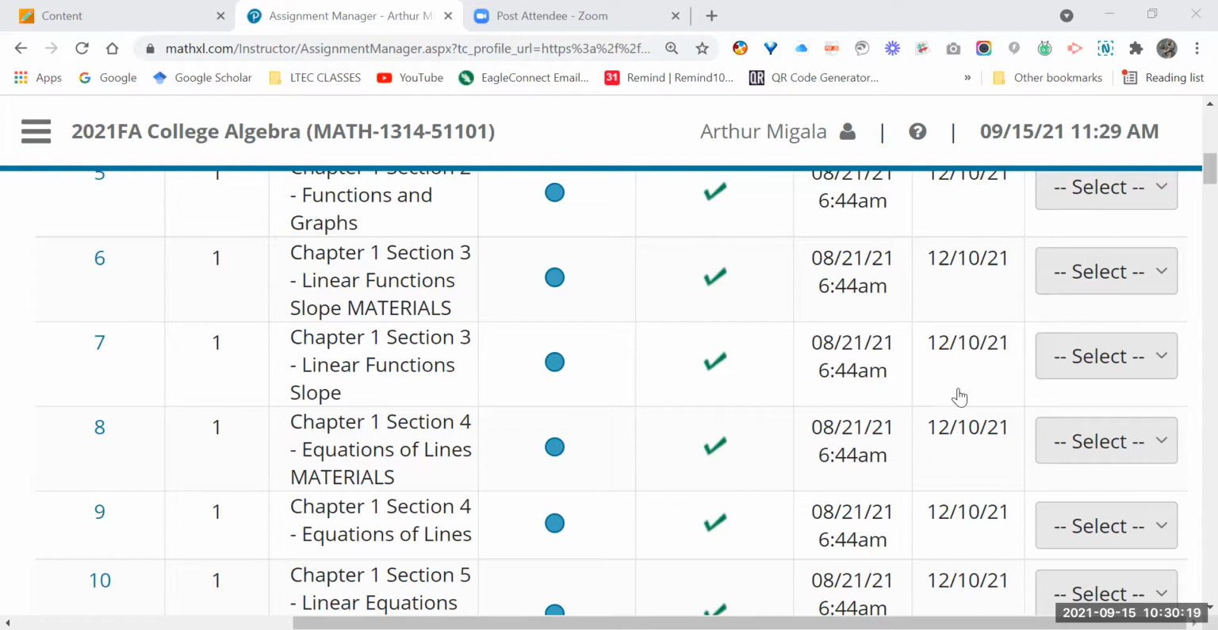From -6 to -4 is 2. From -4 to -2 is 2. So yes, they're all the same, and they're 2 units apart. Are all the y values the same? How do we test? What's the formula we use to test the difference? y2 minus y1.